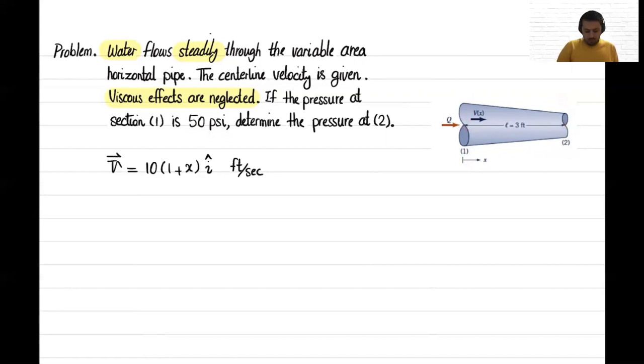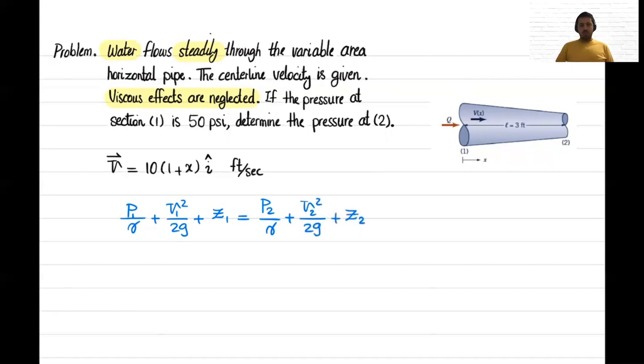So the Bernoulli equation is P over gamma, and we're writing it for point 1. So the energy at point 1 is P1 over gamma plus V1 squared over 2g plus Z1. This is equal to the energy at point 2, P2 over gamma plus V2 squared over 2g plus Z2. And in this problem, you can see that Z1 and Z2 have the same elevation. So here, Z1 and Z2 will cancel each other out.